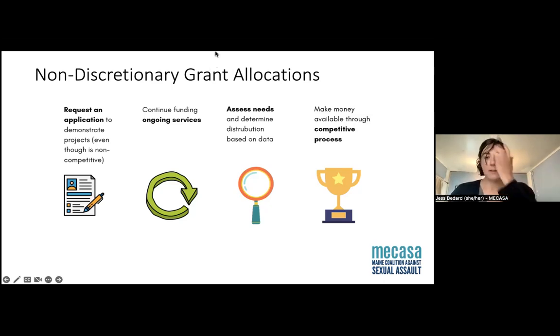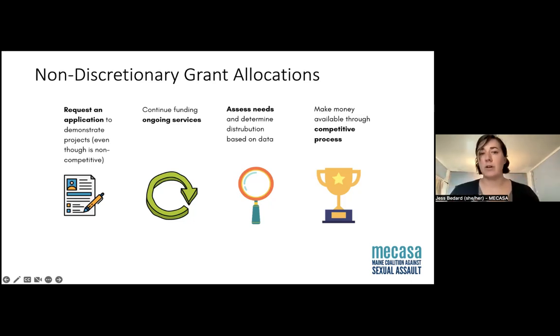And then sometimes, and this has happened before, money is actually made available through a competitive process. Even though they are for sexual assault services, they may still be put out to bid, where different agencies can apply to be providing the sexual assault services in that area. And it has actually happened in, I want to say, the last 10 years, Elizabeth, you can correct me on that, that sexual assault service centers are applying for the funding that they've received for a long time, and that other folks in their area are also applying for that money.